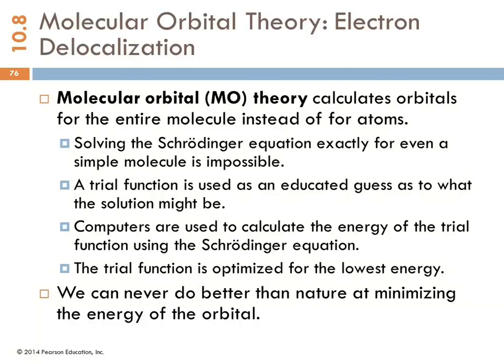Okay, molecular orbital theory, electron delocalization. So what we talked about yesterday with the valence bond theory is an improvement on Lewis theory. And yet it still doesn't explain everything, and we can do better. And molecular orbital theory is the higher level of understanding bonding.